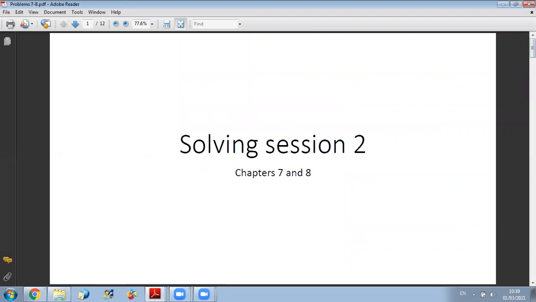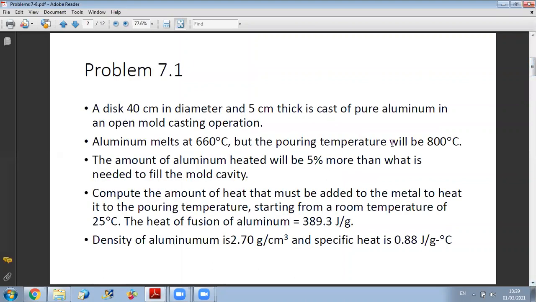We have a disc of 40 centimeter in diameter and 5 centimeters thick, cast of pure aluminum in an open mold casting operation. Aluminum melts at 660 degrees, but the pouring temperature will be 800 degrees. The amount of aluminum heated will be 5% more than what is needed to fill the mold cavity.